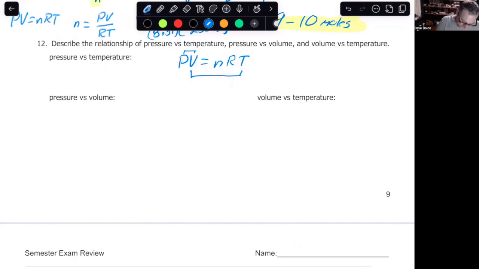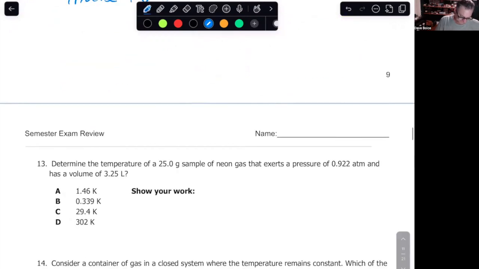So pressure and temperature, here they are on opposite sides, so these are direct. Pressure and volume, they're on the same side, these are inverse. One goes up, the other goes down. And volume and temperature, we just talked about those. Those are direct as well. So one goes up, the other goes up. One goes down, the other goes down.